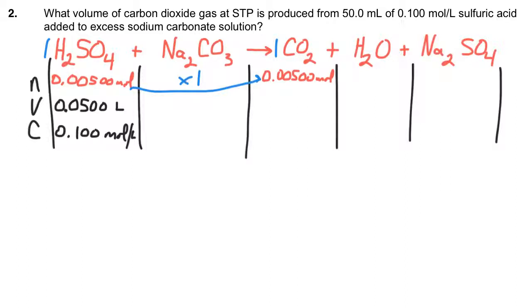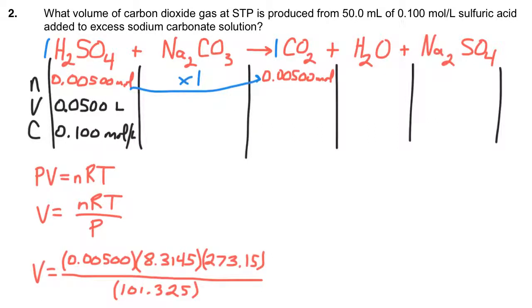But I want to show you another way you can solve a problem like this, and it involves the ideal gas law, which is of course PV equals nRT. Now if we want to solve for volume, we will rearrange it to V equals nRT over P. And then we just plug in our values. So n is the number of moles of CO2, which we calculated up here. R is the universal gas constant, 8.3145. T is the temperature. Well, I'm told it's STP.